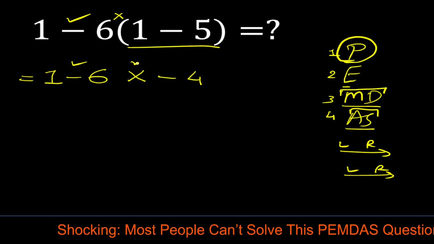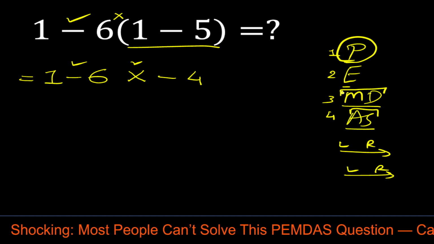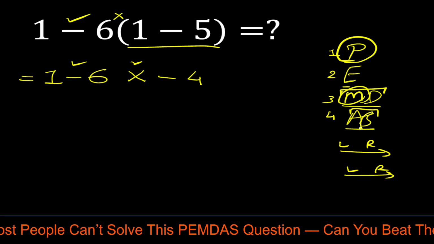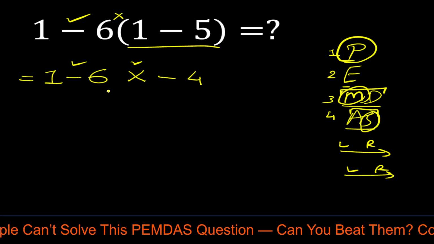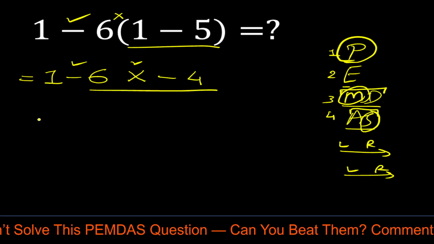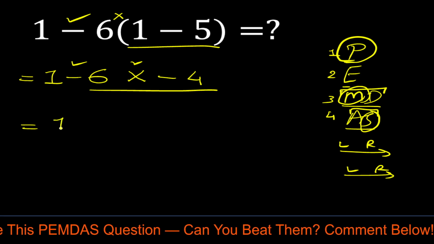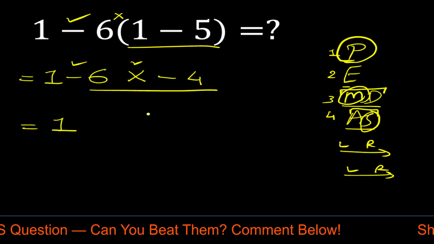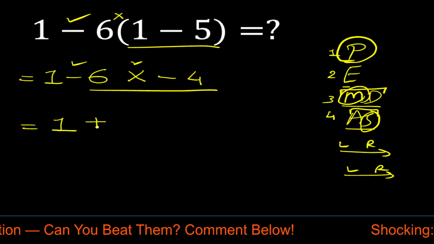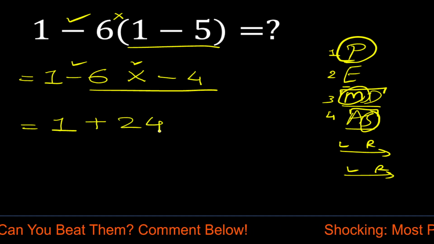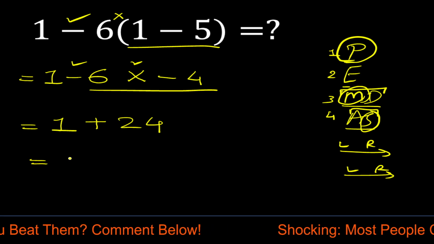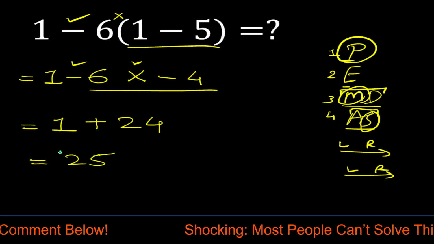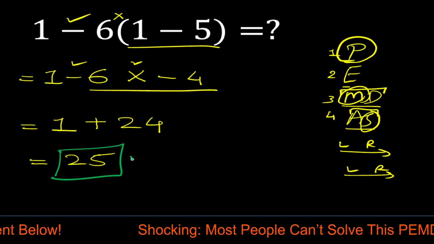Now here we have subtraction and here multiplication. So according to the PEMDAS rule, first we have to solve multiplication, then we have to solve subtraction, right? So first we have to solve this multiplication. So 1, now minus 6 times minus 4. So minus 6 times minus 4 is equal to plus 24. So 1 plus 24 is equal to 25, right? So the correct answer is 25.